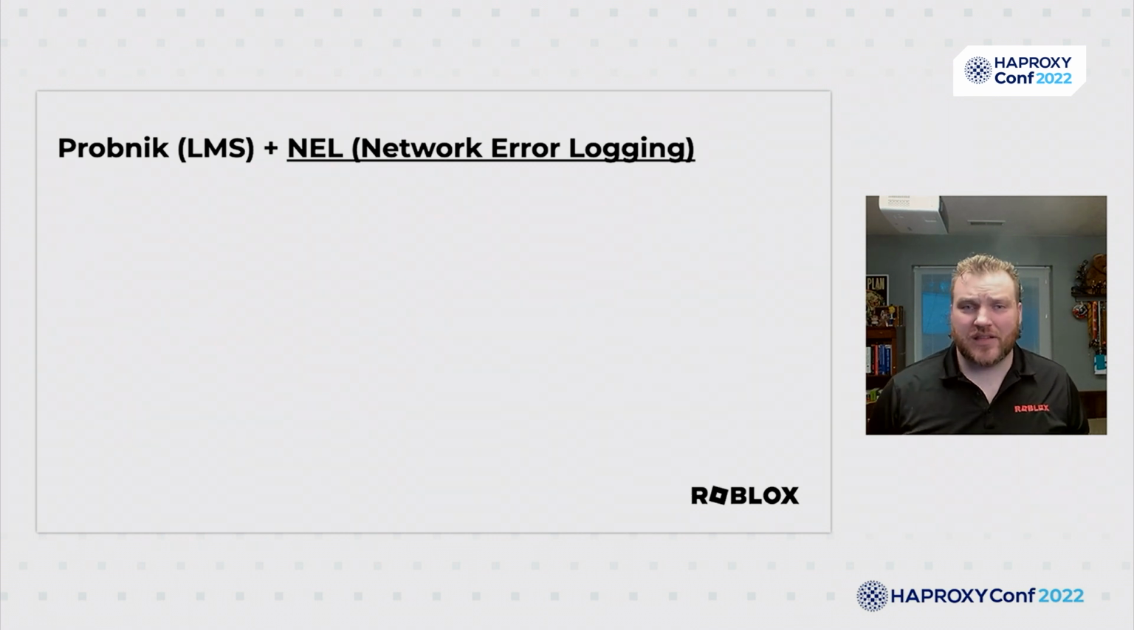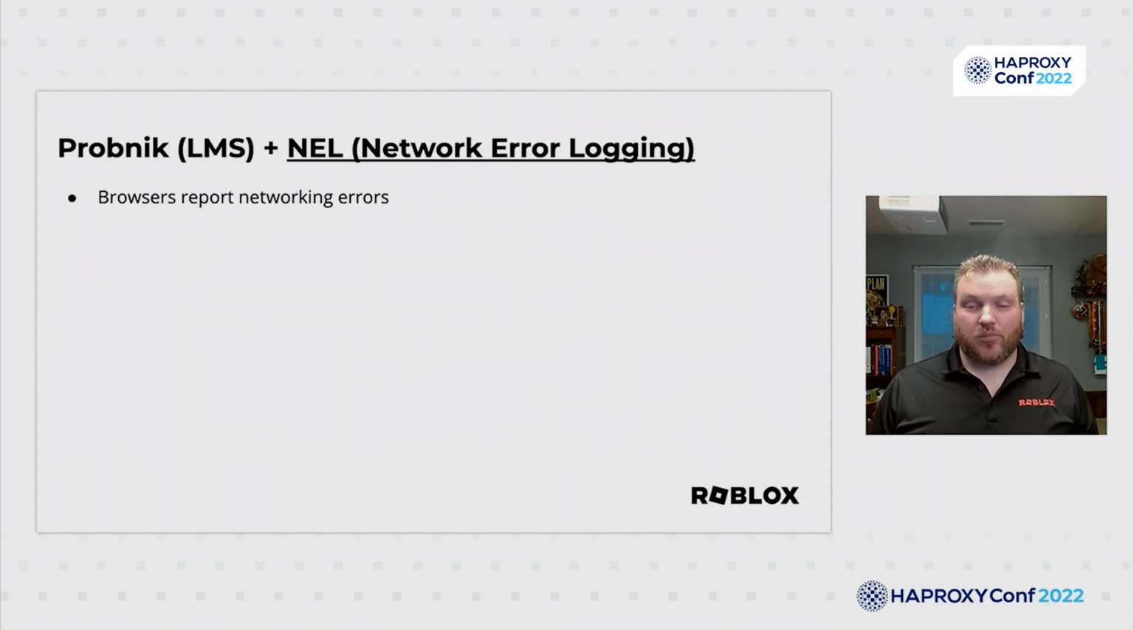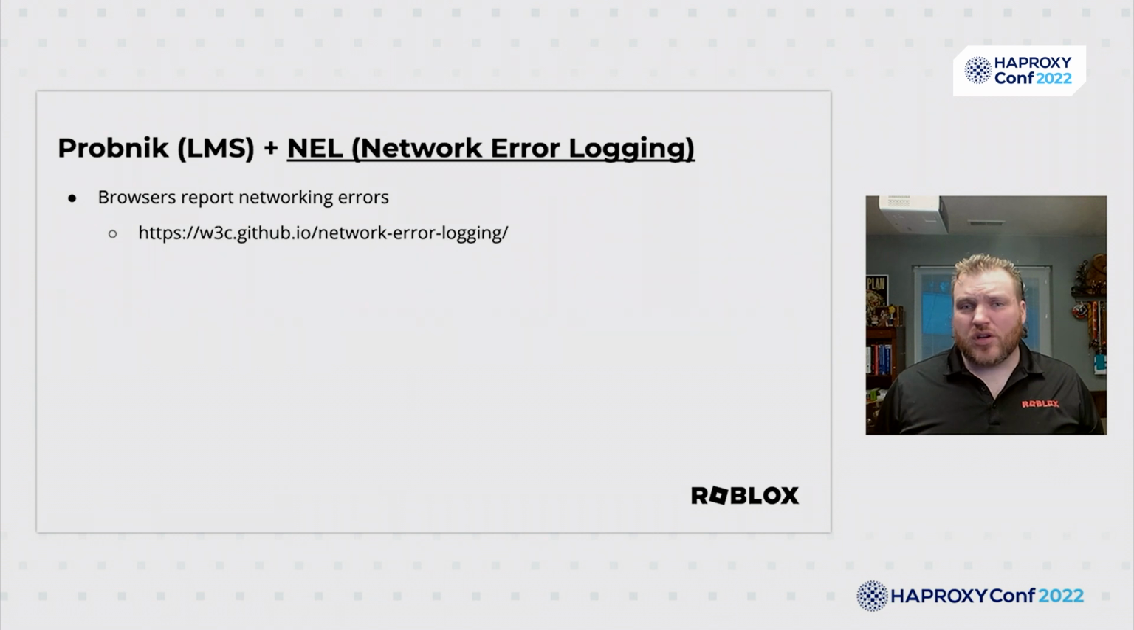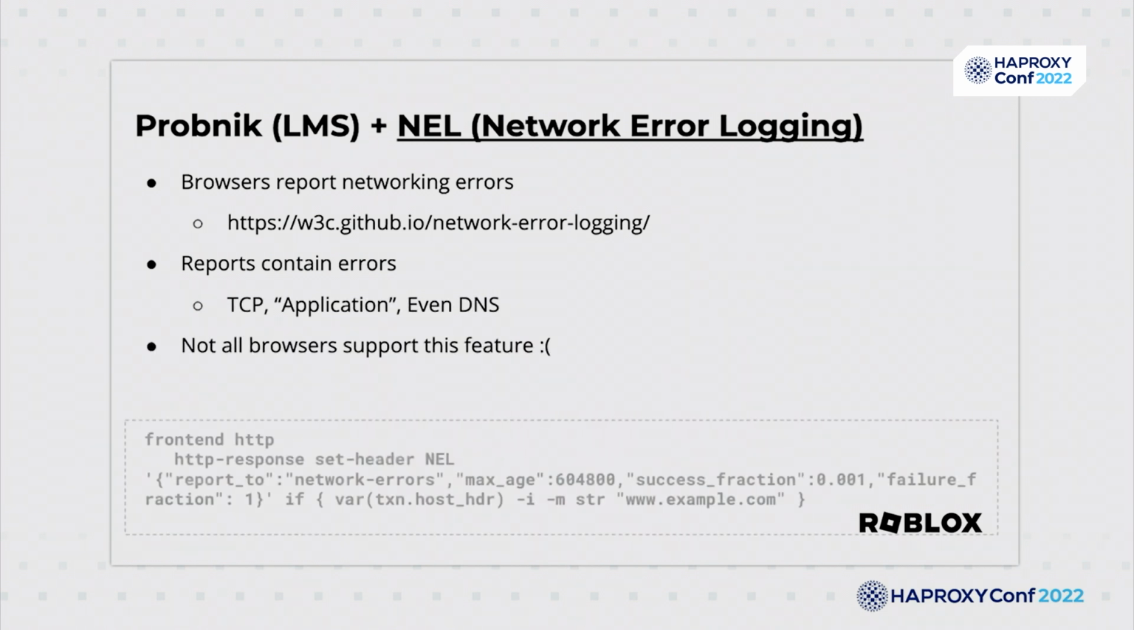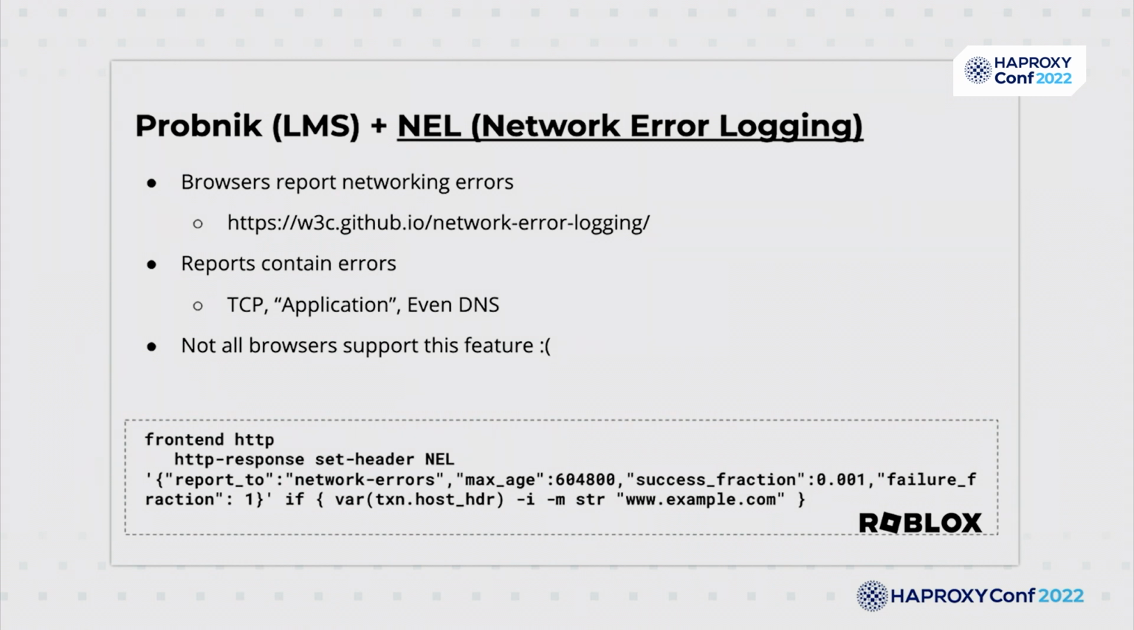The second piece of client telemetry that we gather is the network error logging. What this is, is a browser report. Of course, our mobile clients don't have this configured yet. We're working on it, but this allows our browsers to report back to us issues that the browser is having when it's making connections. The reports can contain errors, including TCP, application, or even, you guessed it, DNS. But not all browsers support it.